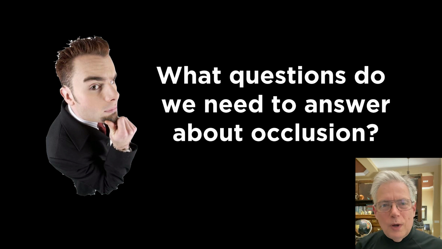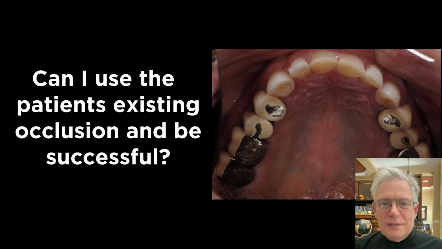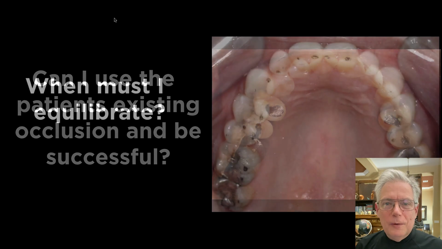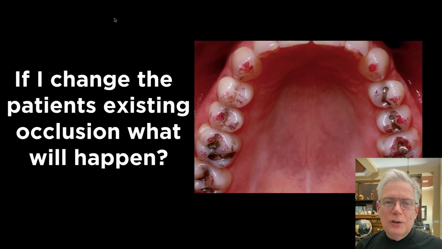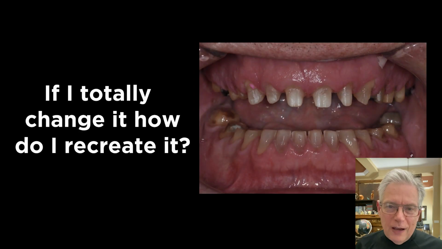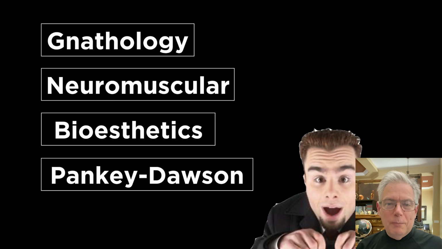We have to ask ourselves, what questions do we need to answer about occlusion? Can I use the existing occlusion, and can I be safe and successful? When must I equilibrate? If I change the patient's existing occlusion, what is going to happen? If I totally change it, where I remove all tooth contacts, how do I recreate that? I was searching for one right answer. I'm going to bet that most of you at some point in your career were that. I wanted everything to be black and white. Just tell me the way to do it so I'm always right.